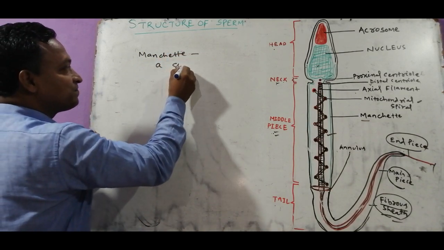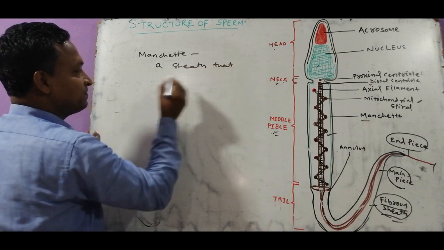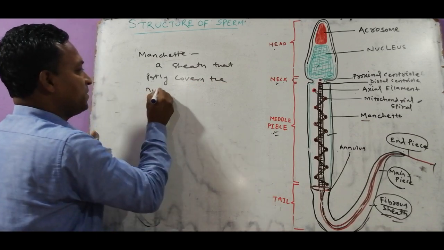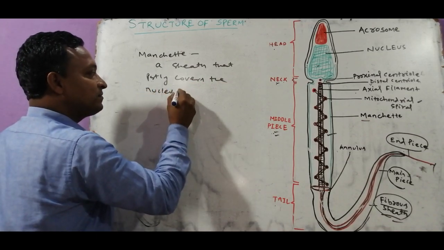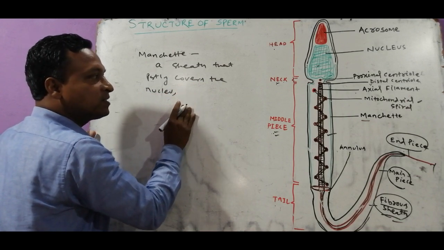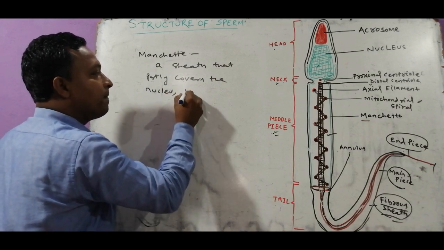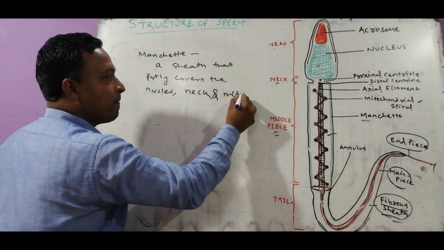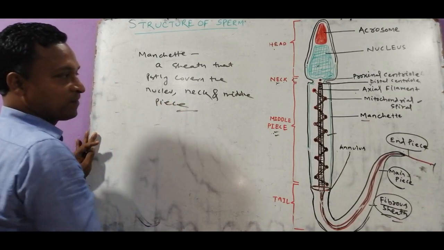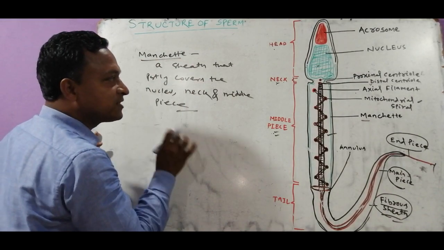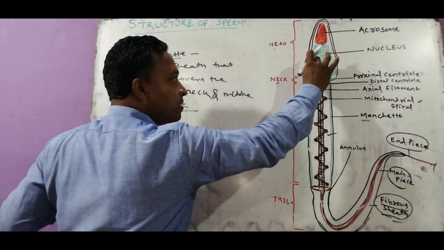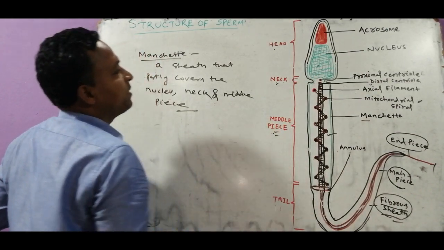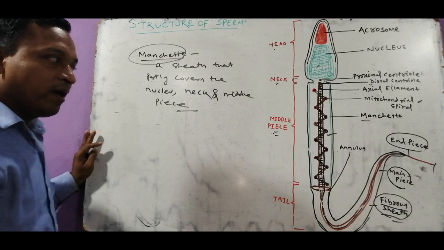A sheath that partly covers the nucleus and completely covers the neck and middle piece. We can call that the manchette. The manchette is a sheath which partially covers the nucleus and completely covers the neck and the middle piece.